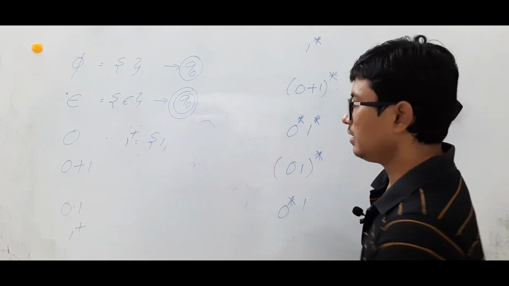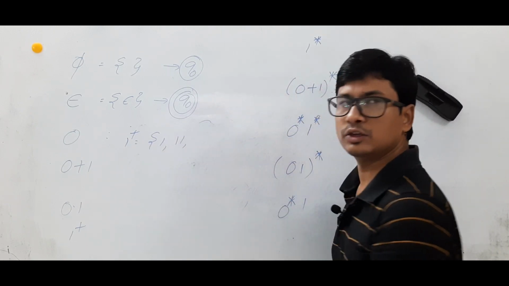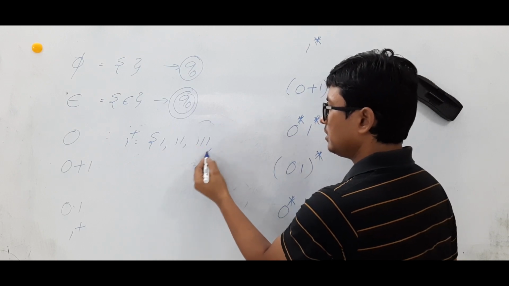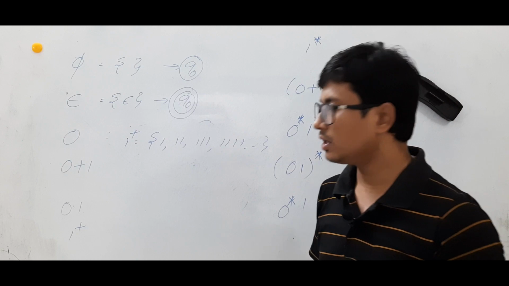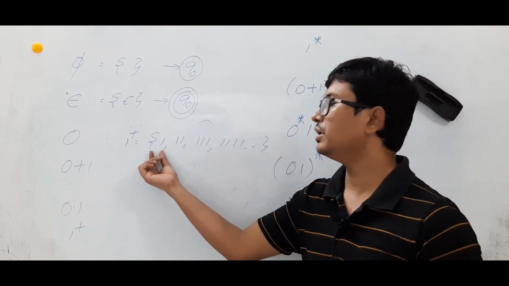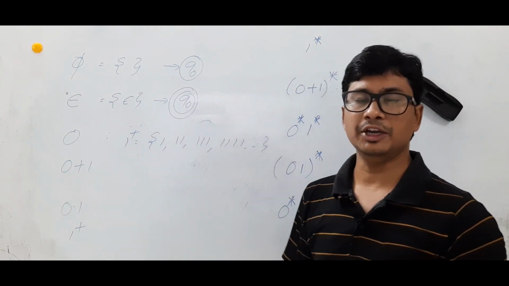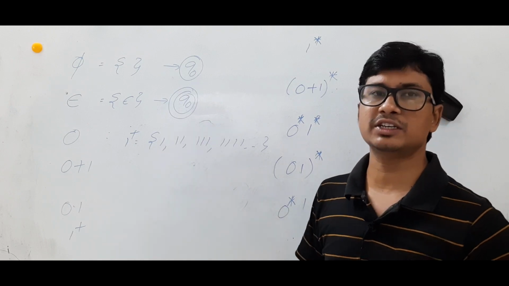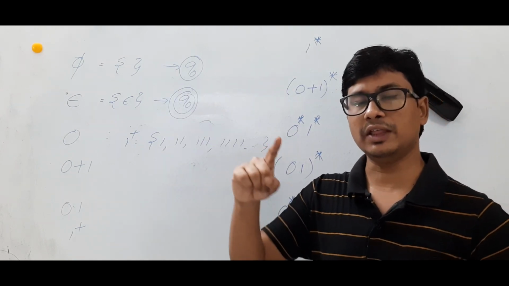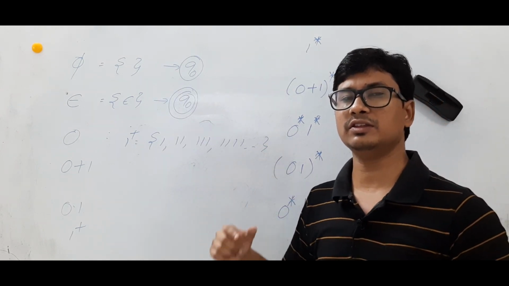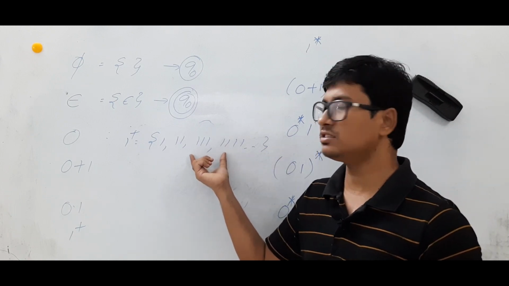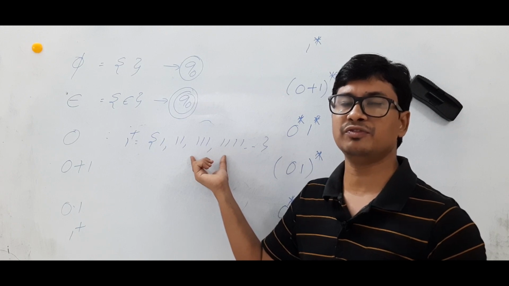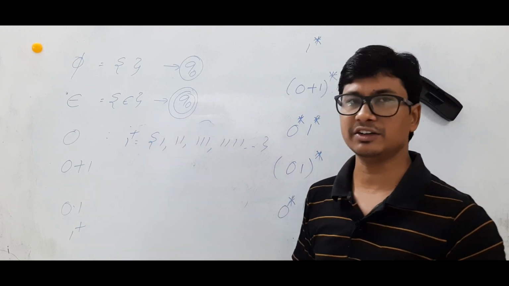Length 1, length 2, length 3, and so on. The only difference between the Kleene star and Kleene plus is that you will not have epsilon in the Kleene plus. Zero length strings are not allowed, only length 1, length 2, length 3, and so on. As it consists of an infinite number of strings, I can say that it is an infinite language.